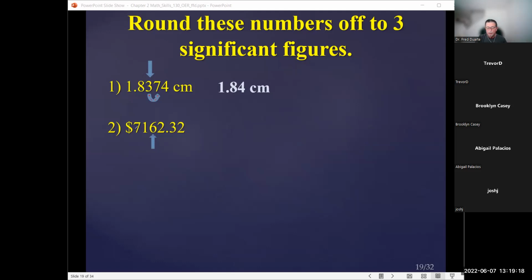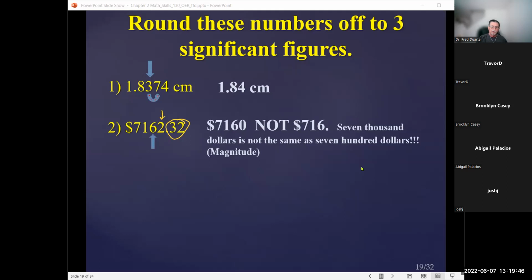Second of all, we have decimal points. So you can see, hopefully, that what's gonna happen is that the 3 and the 2, we're gonna get rid of. It's after the decimal point. However, any numbers before the decimal point, we're gonna convert to a 0. So that 2 would be converted to a 0, okay? All right. And so our number becomes 7,160. That is rounded off to 3 sig figs, okay?